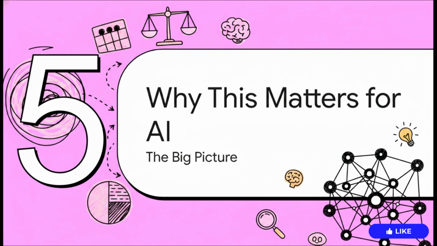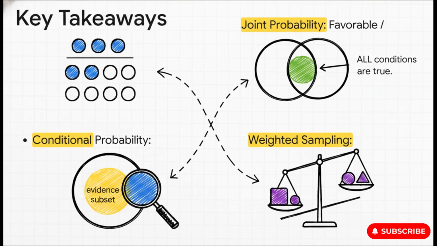Now, for the most important part of all, why does any of this matter? Let's connect it all back to AI. Let's just recap the whole journey real quick. We started with simple probability, just favorable over total. Then we did joint probability, just count the samples where everything is true. Then came the big one, conditional probability. Shrink your world down to the evidence first, then count. And finally, weighted sampling. Just sum the weights instead of counting. These 4 simple ideas, that's basically the engine that drives probabilistic inference.